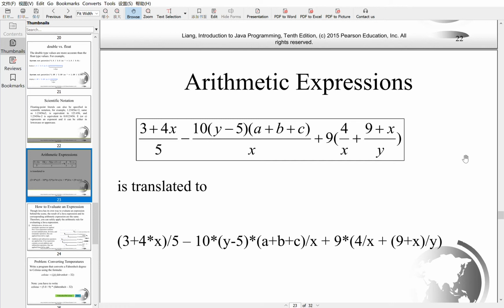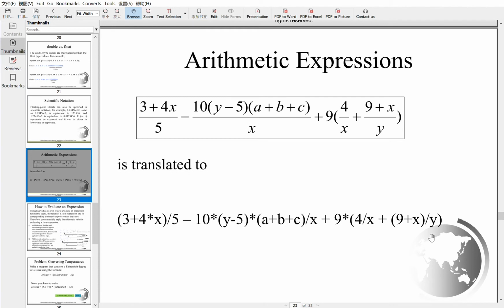And this is arithmetic expressions. This expression is translated to: 3 plus 4 multiplied by x, divided by 5, minus 10 multiplied by y minus 5 multiplied by a plus b plus c, divided by x, plus 9 multiplied by 4 divided by x plus 9 plus x divided by y.